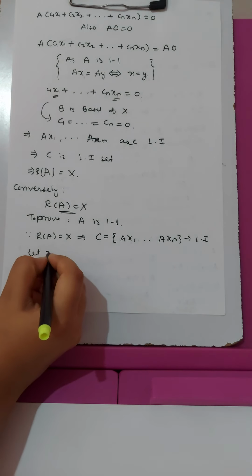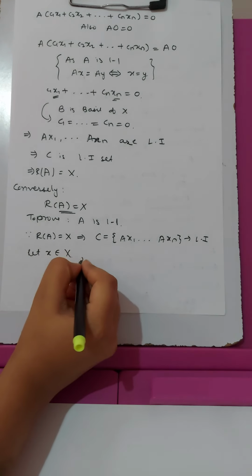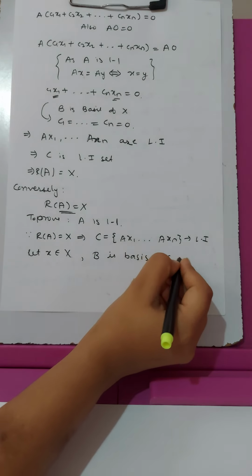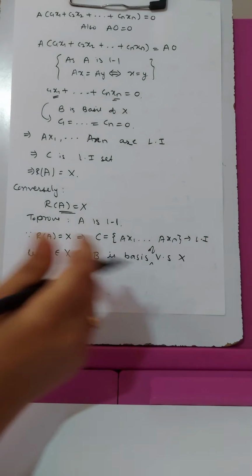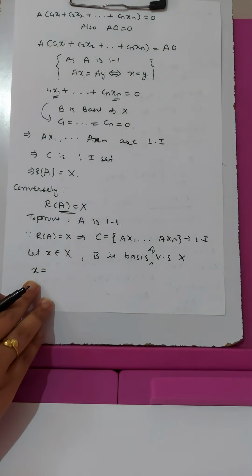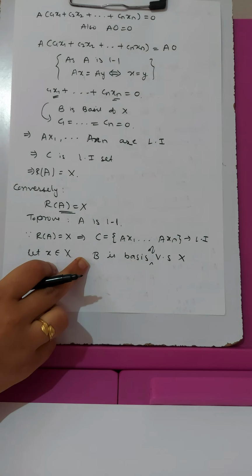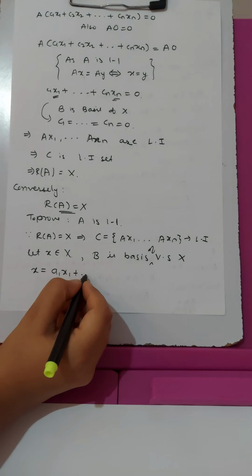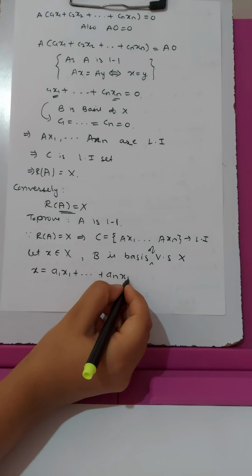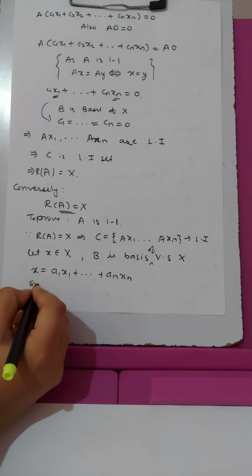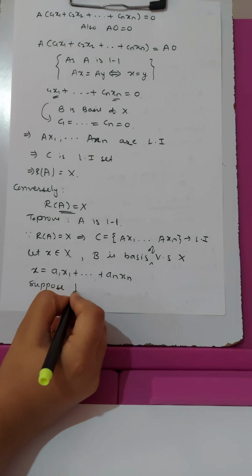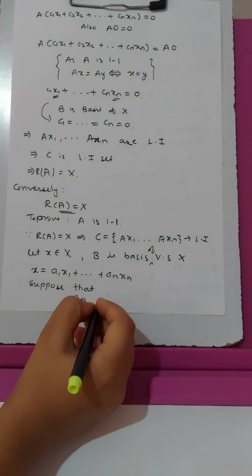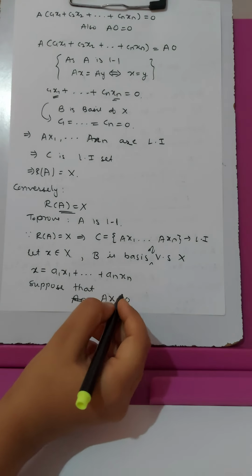Let x belong to the vector space, and we know that B is a basis of the vector space X. Therefore, x can be expressed as a linear combination of elements of B. Therefore, x can be expressed as a1 x1 plus up to so on an xn. Now, suppose that A of x equals 0.